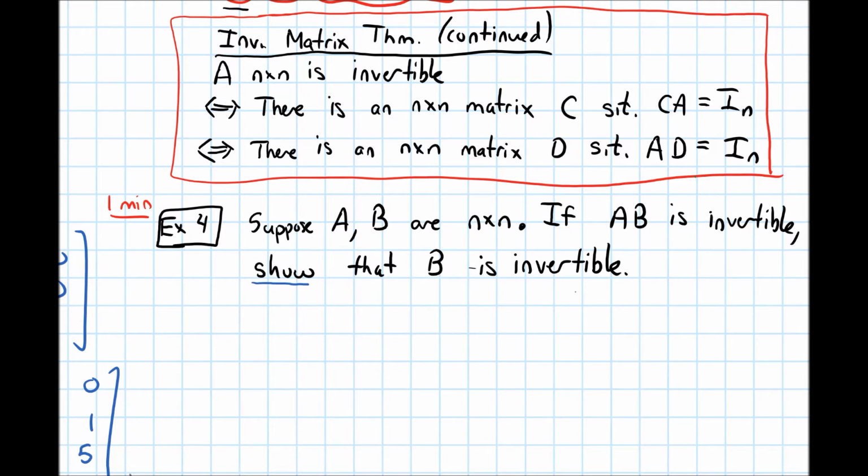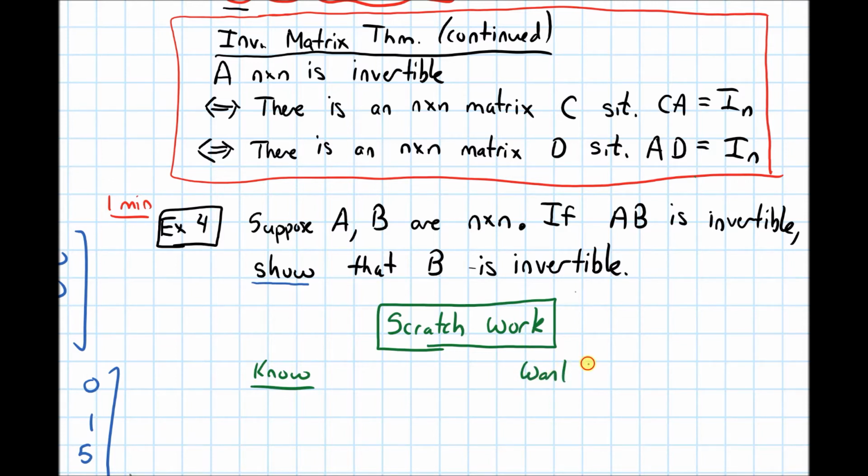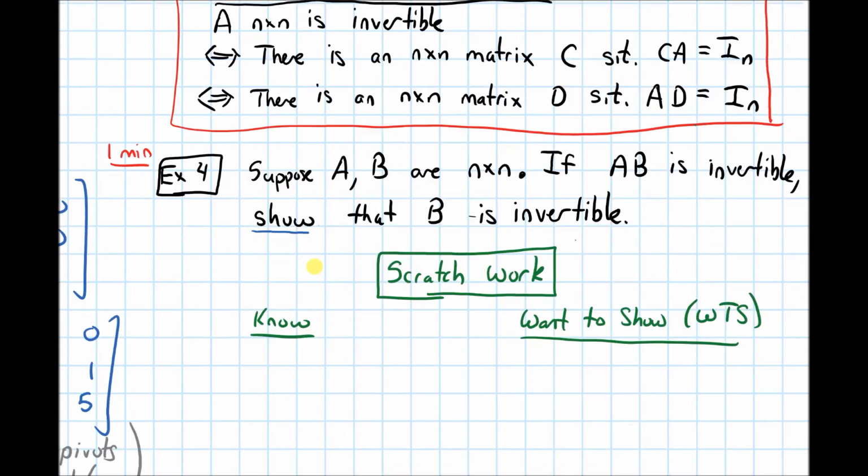One technique that I have to deal with proof-type problems is to organize my work by first doing some scratch work. And for the scratch work, I like to organize my thoughts into two columns. One column where I write down what I know, and the other column in which I write down what it is that I want to show, or I'll abbreviate that as WTS. So a know column and a want-to-show column.